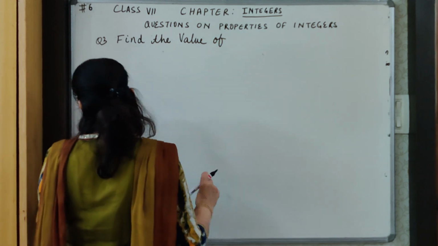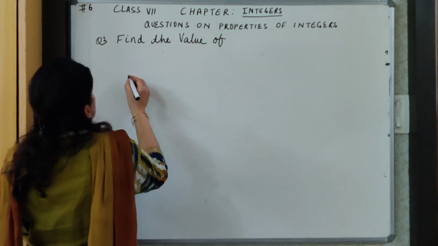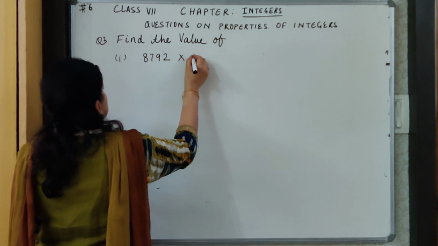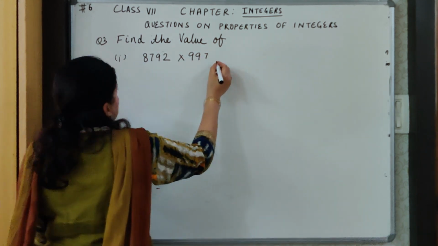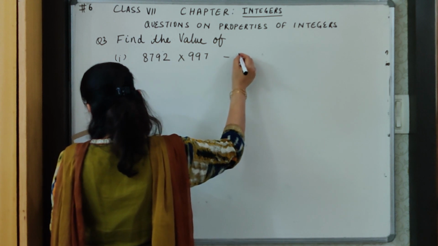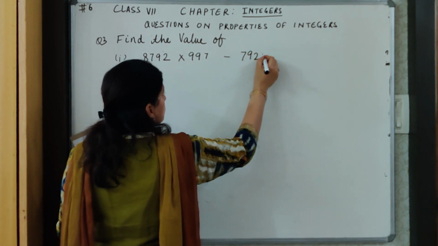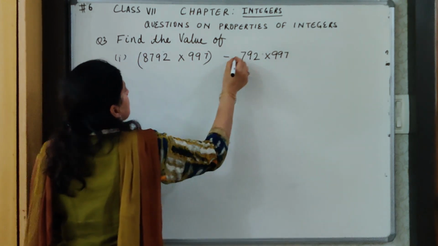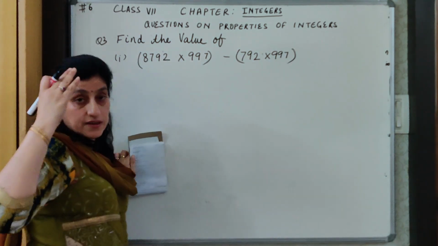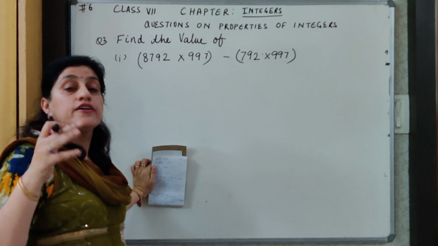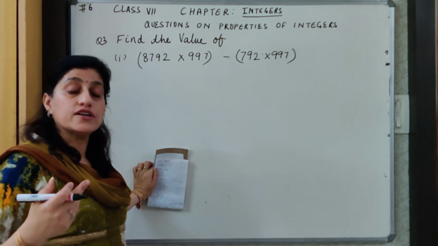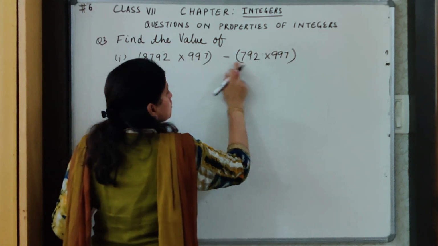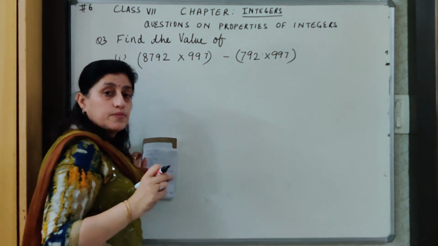Find the value of. The first question I am taking up here is 8792 into 997 minus 792 into 997. Keeping this in bracket and this in bracket. First I will have to think which property should I use, because here we are trying to solve using property. So I see here that 997 is common in both the brackets and the multiply sign.